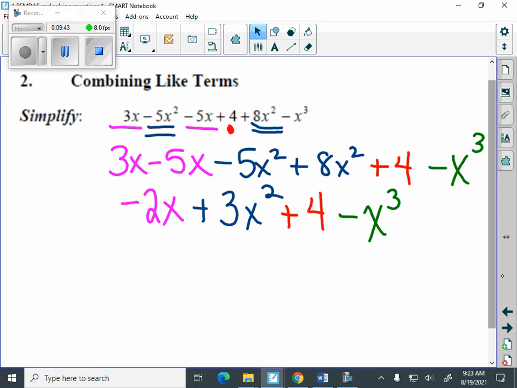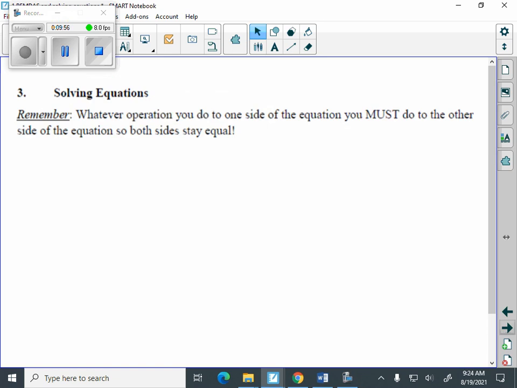So combining like terms is just a reminder as we go into our remaining problems here, which are going to be solving equations. So when we're solving equations, remember, whatever operation we do to one side of the equation, we do to the other side of the equation. You want to keep the equations in balance.